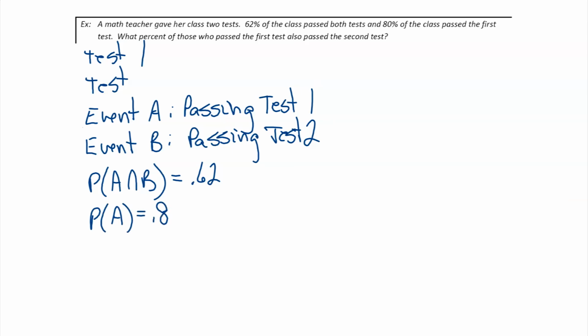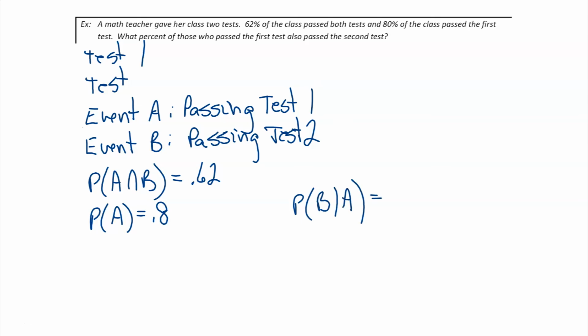We're trying to find what percentage of those who passed the first test also passed the second test. This is where it gets a little bit tricky. So what this question is really asking us is, what is the probability that a student passed the second test given that you know they passed the first test? In other words, we're looking for the probability of B given A.